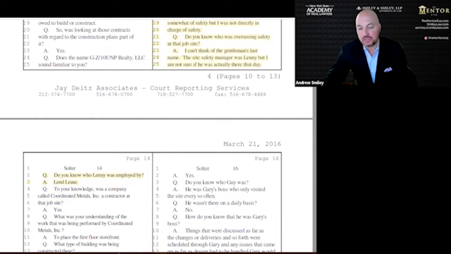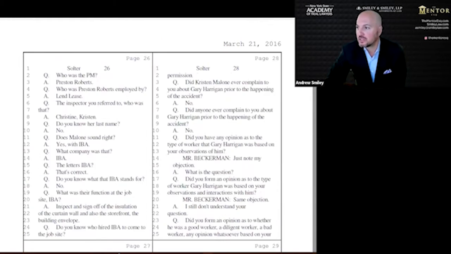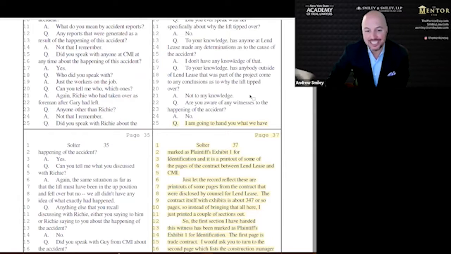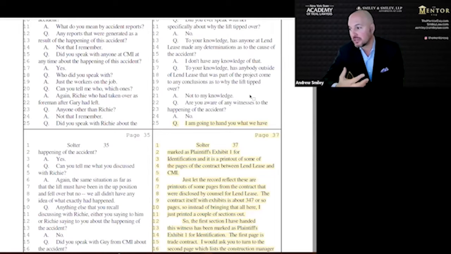So we have it locked down. Lend-Lease was in charge of safety at the job site. And when you look through this on your own, you'll see I locked down who the owner is, who these people were, not known as the general contractor. Lend-Lease was the construction manager, but they oversaw it all. You'll then see if I go down to pages 22 of the PDF and 23, I hand him the contract that I got in discovery between Lend-Lease, the construction manager, and my client's employer, CMI, Coordinated Metals Incorporated.